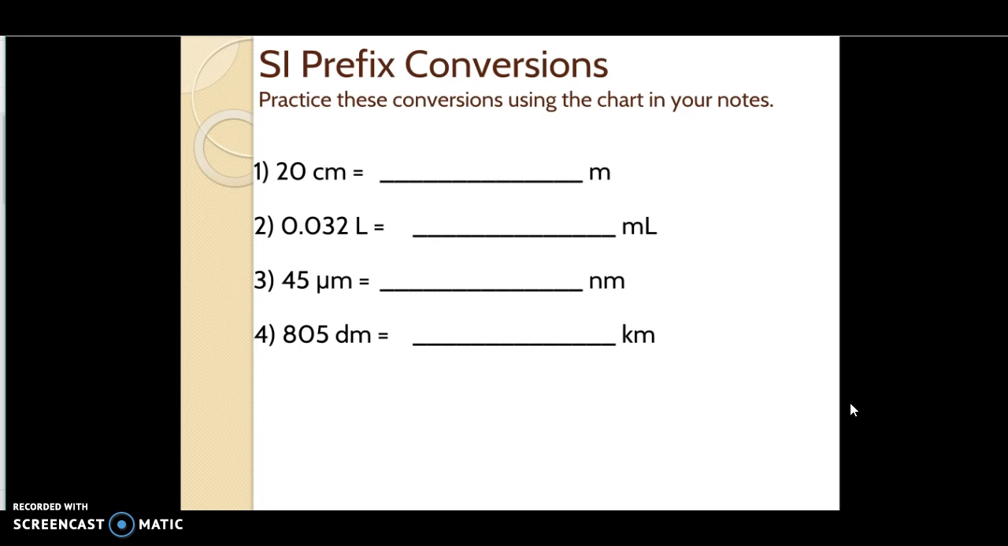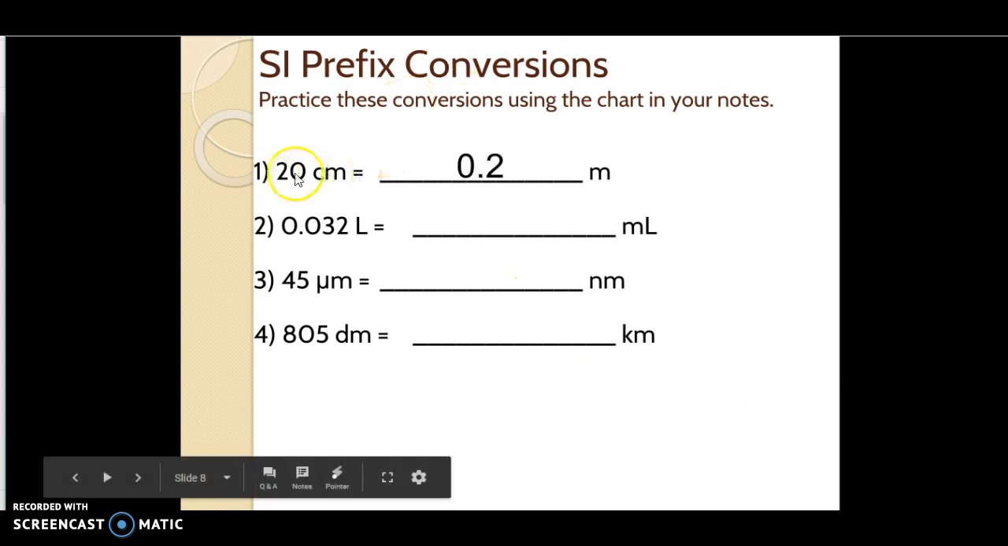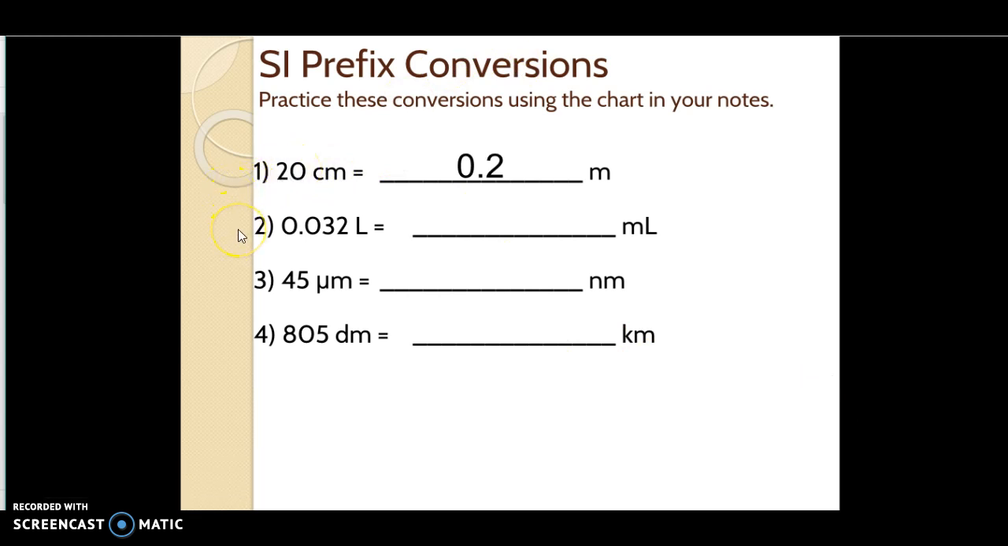20 centimeters to meters is going to be 0.2. Remember, centimeters is 1/100th, so we're going to divide 20 by 100, so we get 0.2. 0.032 liters to milliliters is going to be 32, because milli, remember, is 1,000th smaller. So we're going to have to multiply in order to get our units smaller. We multiply it by 1,000, which brings us up to 32.